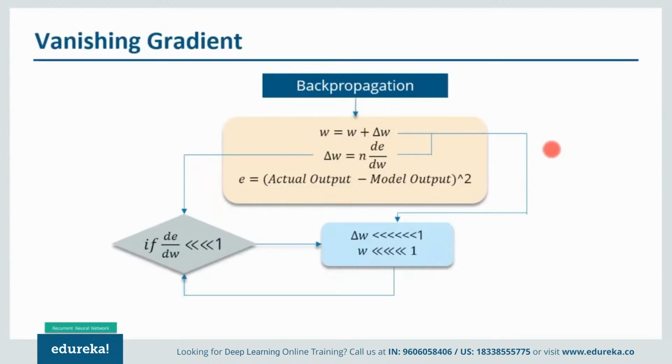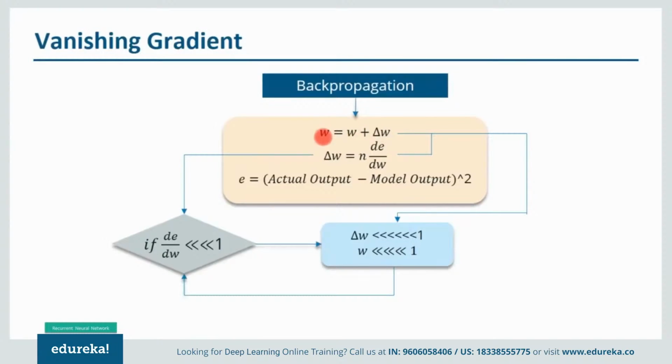So in vanishing gradient, what happens? When you use backpropagation, you tend to calculate the error, which is nothing but the actual output that you already know minus the model output, the output that you got through your model, and the square of that. So you figure out the error. With that error, you tend to find out the change in error with respect to change in weight or any variable. So we'll call it weight here. So change of error with respect to weight multiplied by learning rate will give you the change in weight. Then you need to add that change in weight to the old weight to get the new weight.